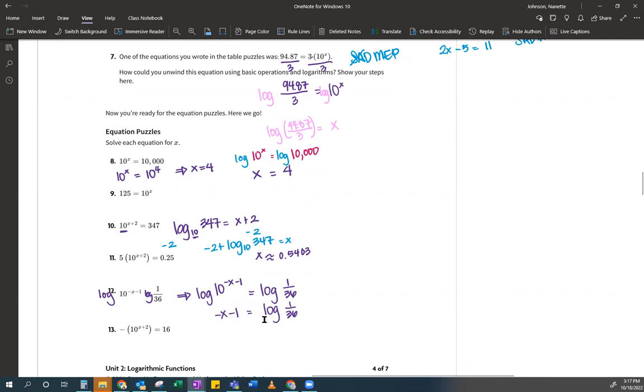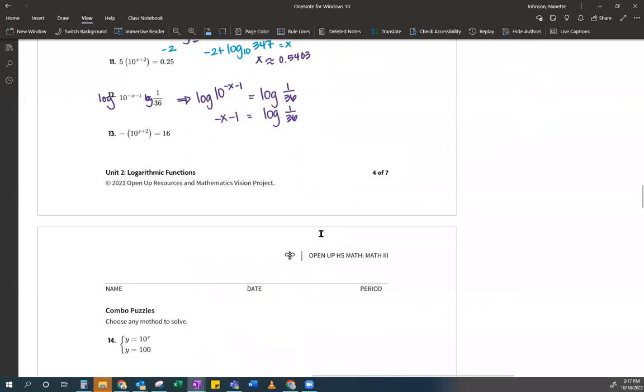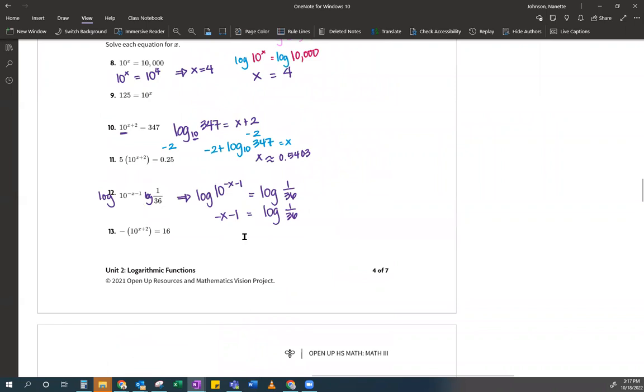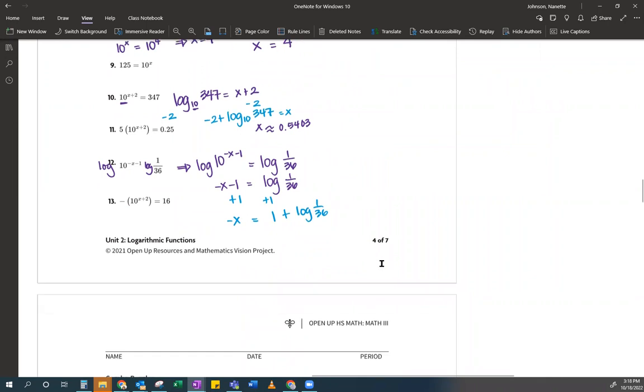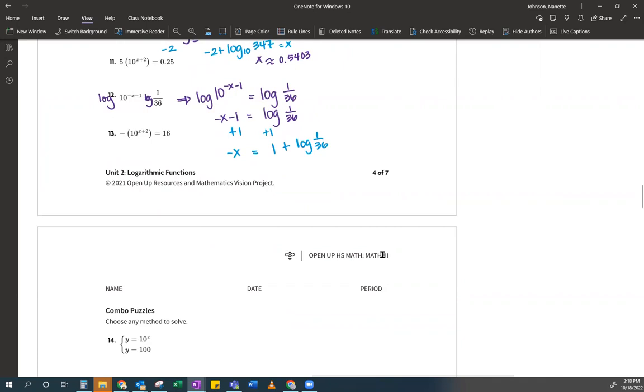Okay, so for this one right here, now I want to get x by itself again. What do I need to do to get x by itself? Yeah, I'm going to add 1. Very good. So now I'm left with negative x is equal to 1 plus log of 1 over 36, right? How do I get rid of that negative there? Yeah, you divide by -1 or you multiply by -1, either way. I will multiply by -1 just because it makes sense to me.